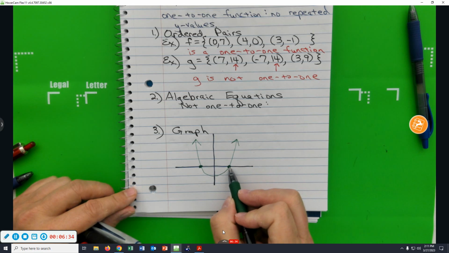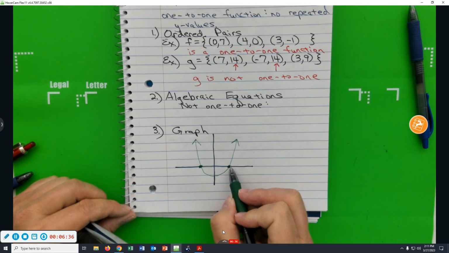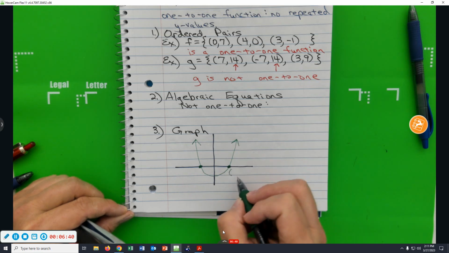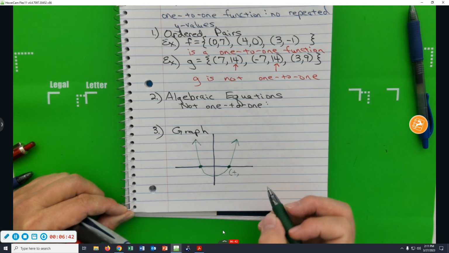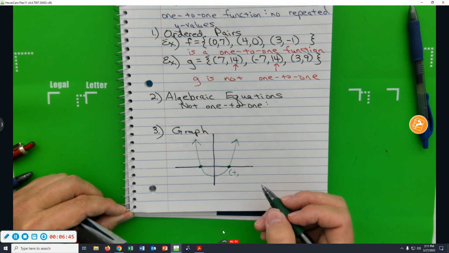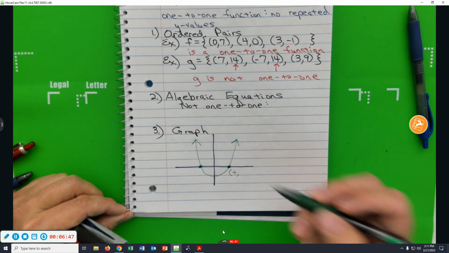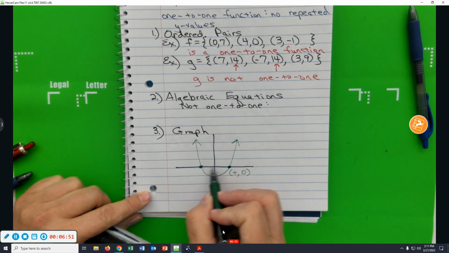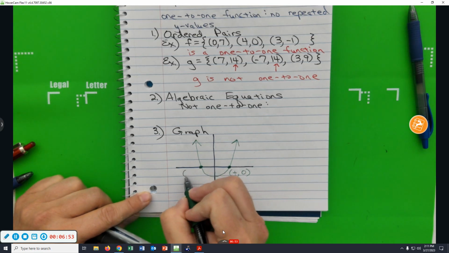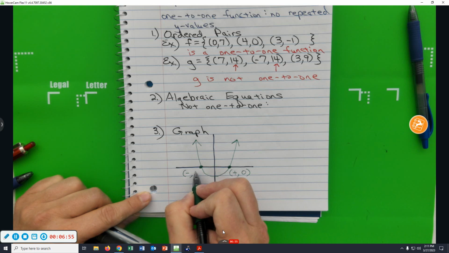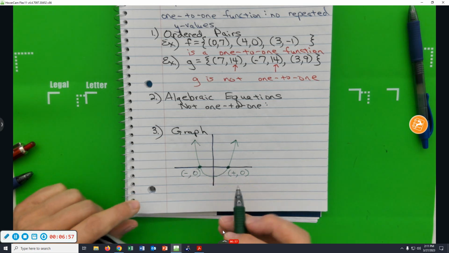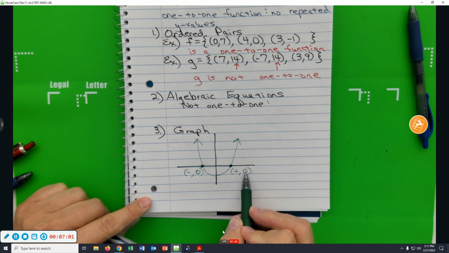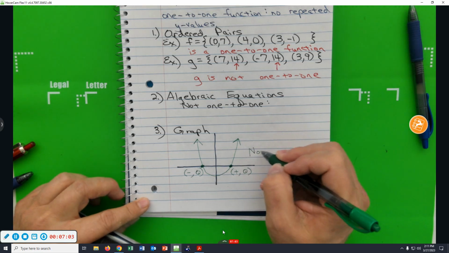This x coordinate would be a positive number. This point where the graph is passing through the x-axis. Do you agree the x coordinate is positive? What's the y value? Are we moving up or down? 0, okay. What about this point? We're moving to the left. That means negative, but the y value is still 0. We have repeated y values. So this thing is not one-to-one.